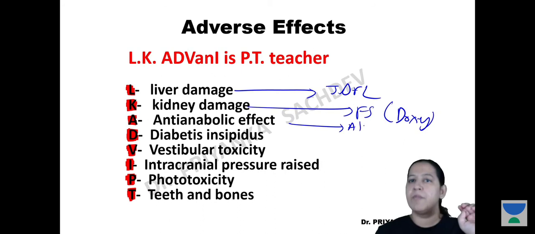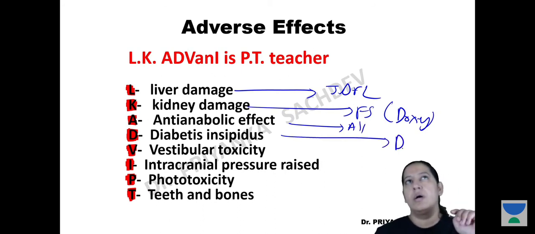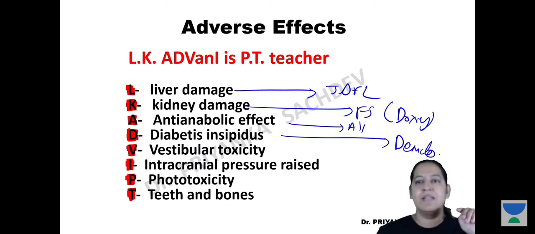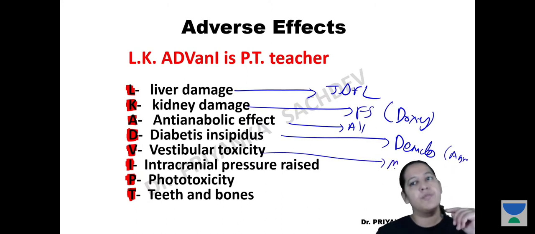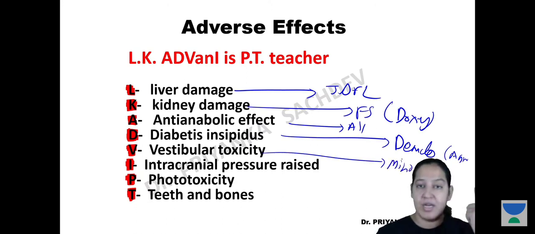Anabolic, all of them cause negative energy balance. Diabetes insipidus only Demeclo. Yes, Demeclo. So only demeclocycline causes diabetes insipidus by inhibiting ADH from the pituitary. Vestibular toxicity is only caused by minocycline. That is vertigo, tinnitus, due to the damage in the vestibular apparatus.